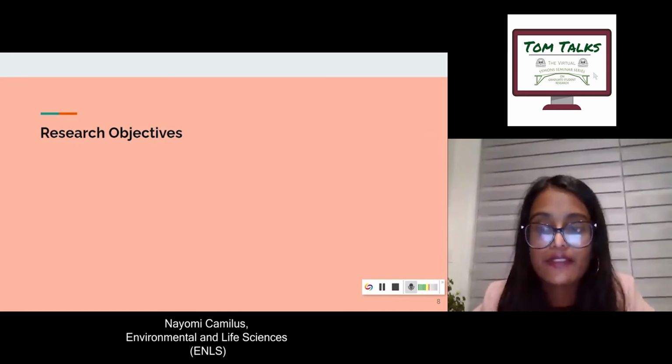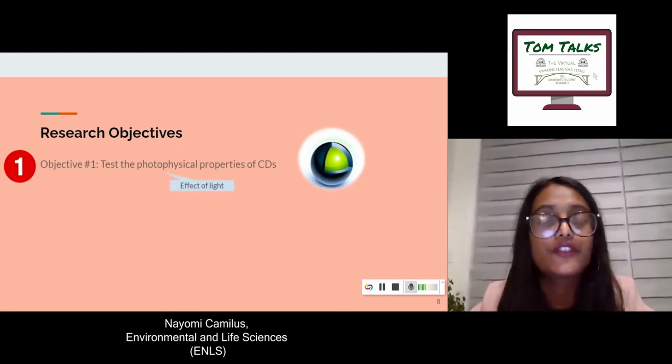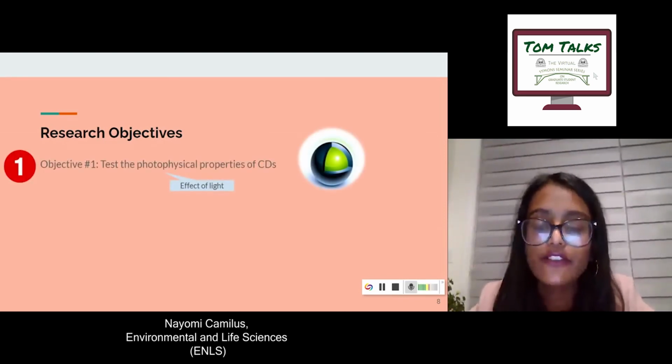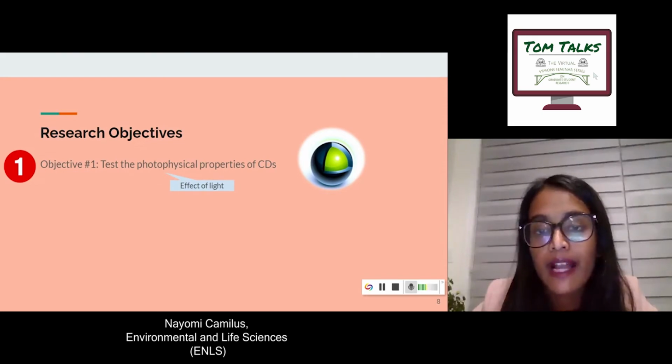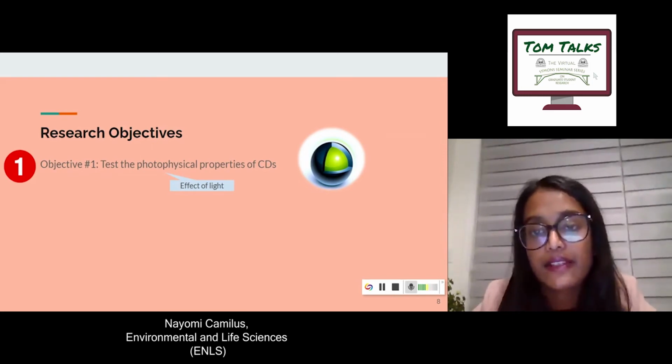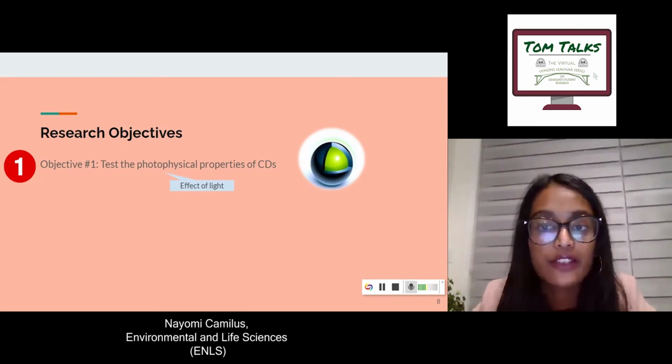My research objectives are the following. So firstly, to test the photophysical properties of carbon dots. So photophysical property just refers to the effect of light, so how it responds in terms of light. So we want to see how these carbon dots show their characteristics in response to light.